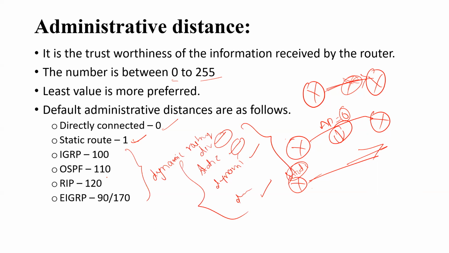Suppose we have two routes configured: a static route, and a dynamic route configured with protocols. At that point, the router will prefer the static route, because it is more trusted compared to the others. That's about the AD value.